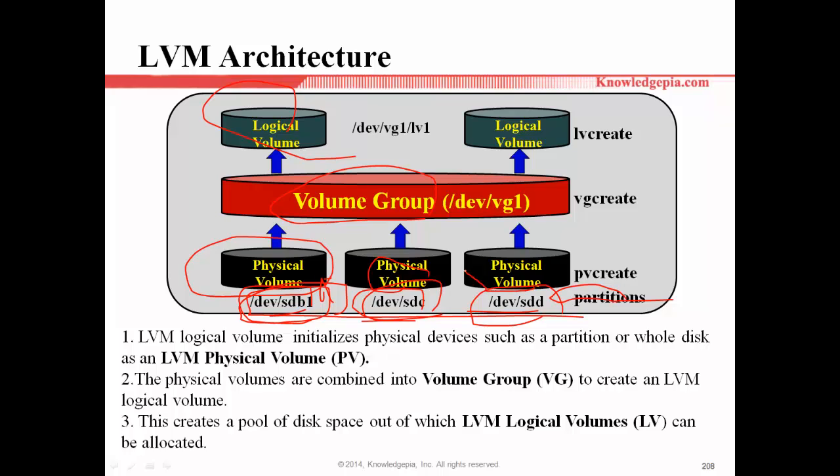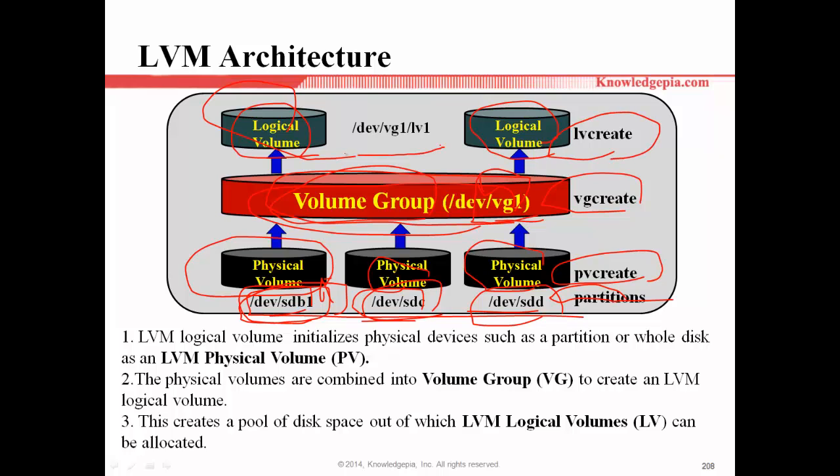If we want a physical volume, we can use the command pvcreate. Using this physical volume, we can create the volume group using the command vgcreate. If we create a volume group, this device will be saved under /dev/volume group 1 or 2 like this. Using the volume group, we can create the logical volume. If we create the logical volume using the command lvcreate, then it will be saved under /dev/volume group name/logical volume name.